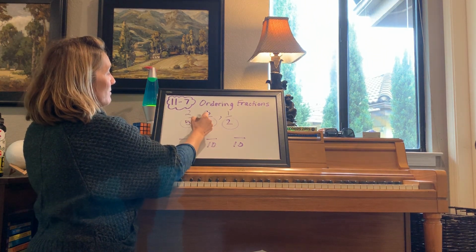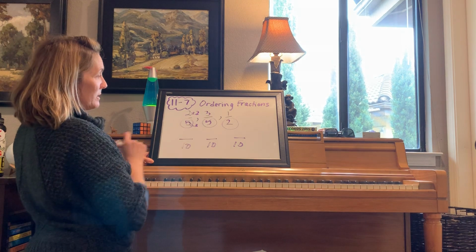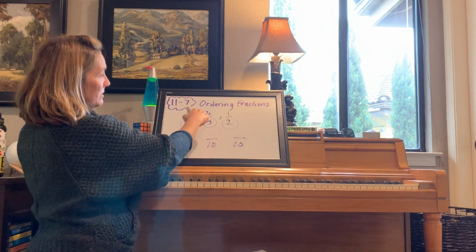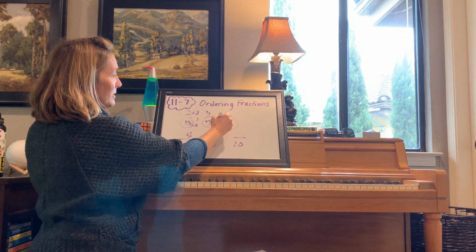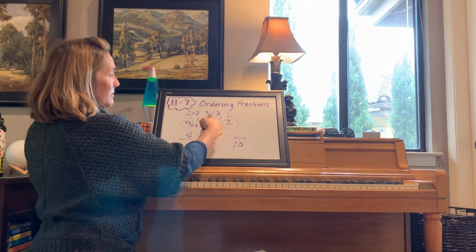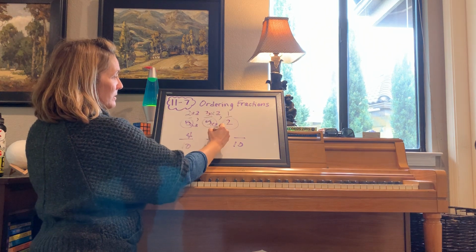So you have to multiply top and bottom by the same amount. So 2 times 5 is 10. 2 times 2 is 4. Okay. We go to the next one. We know that we're going to do the same here to get that to 10. So we just focus on 3 times 2 is 6.